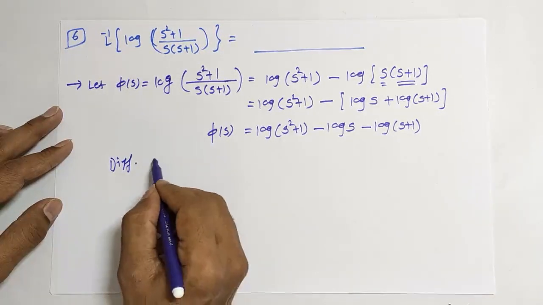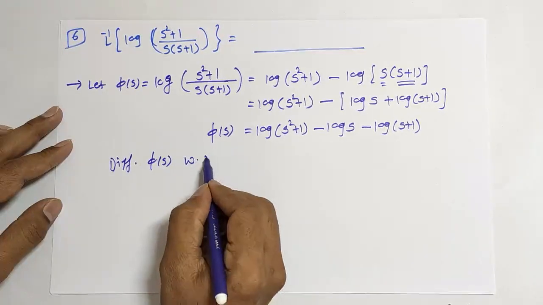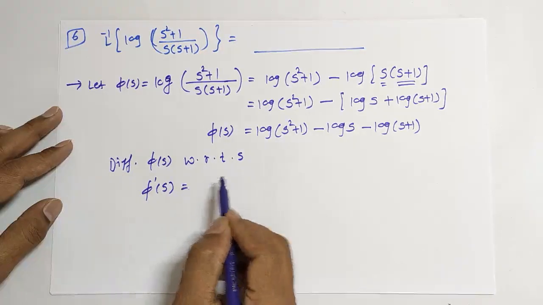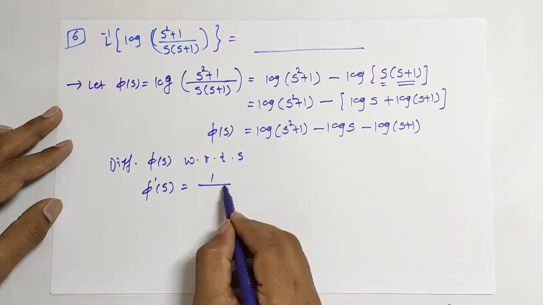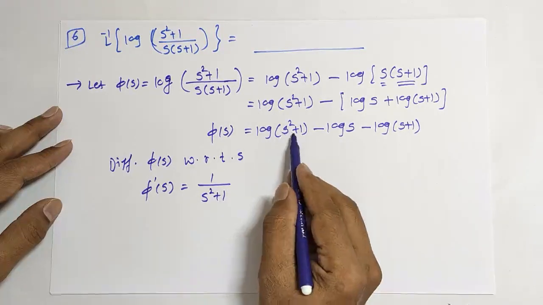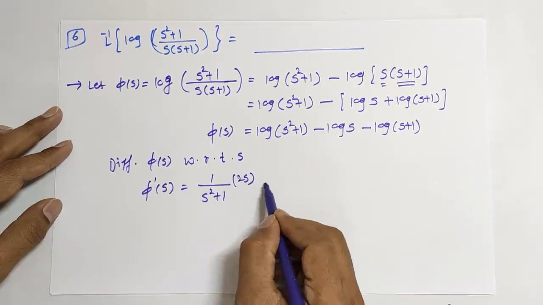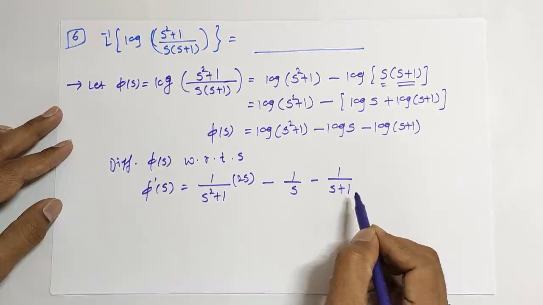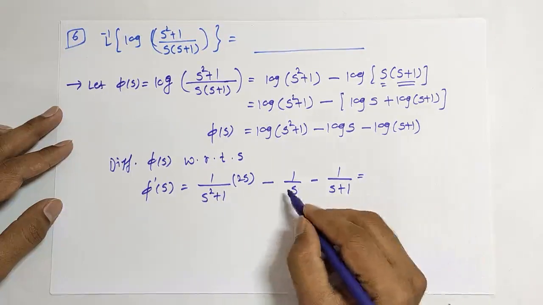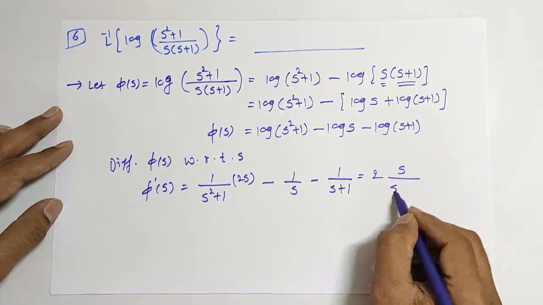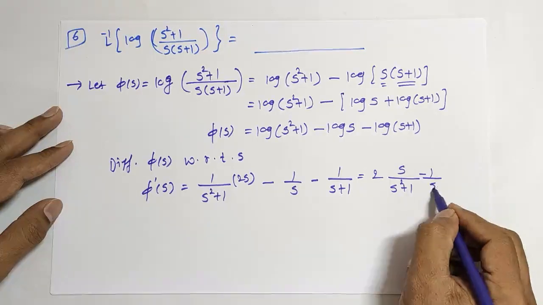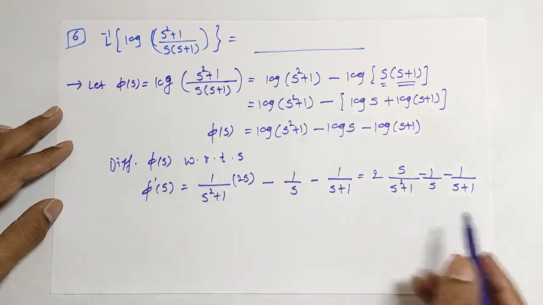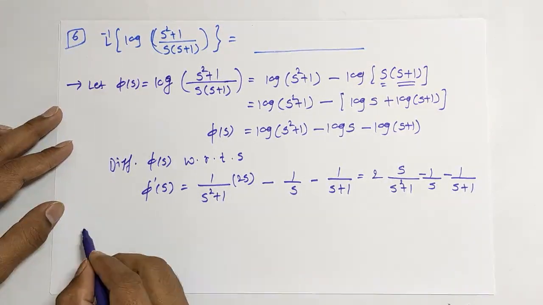So differentiating phi of s with respect to s, phi dash of s is equal to, इसका डेरिवेटिव log का just now हमने बहुत बार कर चुके हैं, 1 upon s square plus 1 into 2s minus इसका डेरिवेटिव 1 by s minus इसका डेरिवेटिव 1 upon s plus 1. So this is after simplification 2s upon s square plus 1 minus 1 by s minus 1 upon s plus 1. So now take multiply by minus 1 and taking inverse Laplace transform.